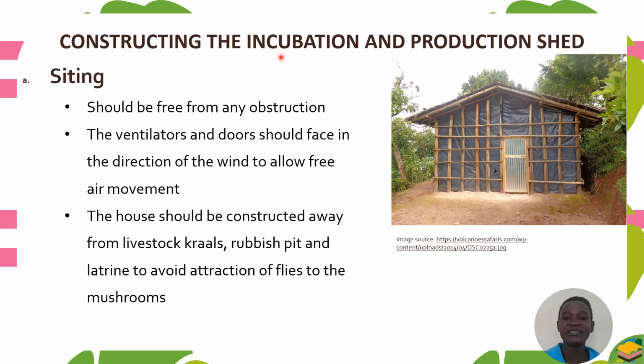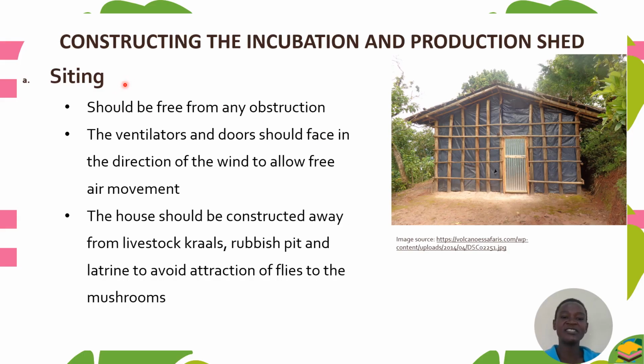So let's now construct the incubation and production shed. The picture here shows the incubation house. We are using the black plastic sheet because, remember, we said that in an incubation house there should be total darkness. So that's why a black sheet, so that there should be no light entering into this incubation house.